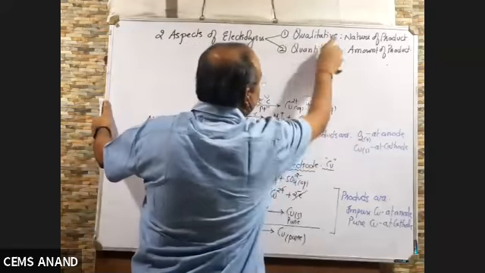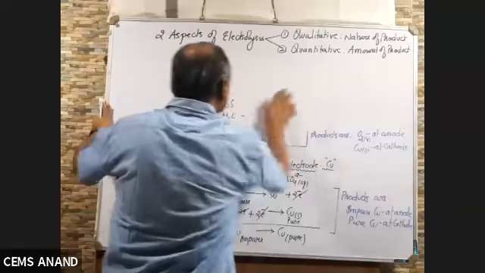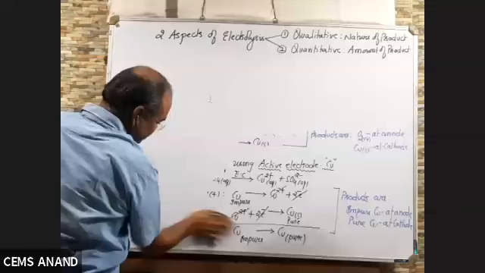So our first aspect, the qualitative aspect, that is the nature of product, is over, because the nature of product depends on two factors and we have done both of them.